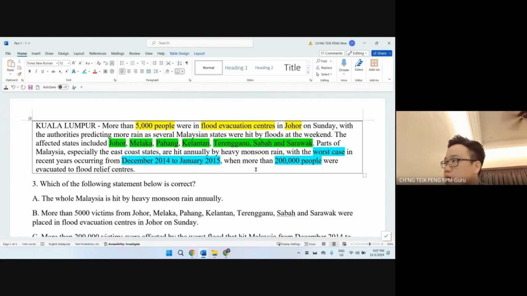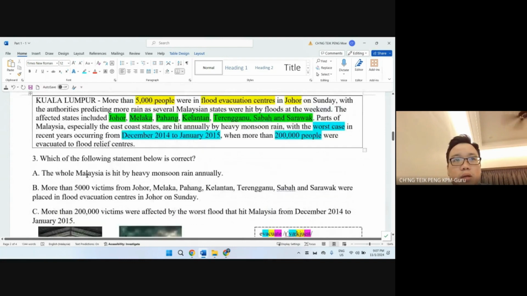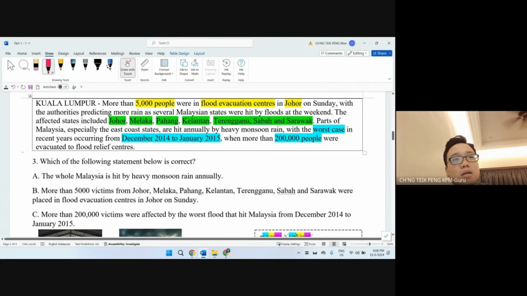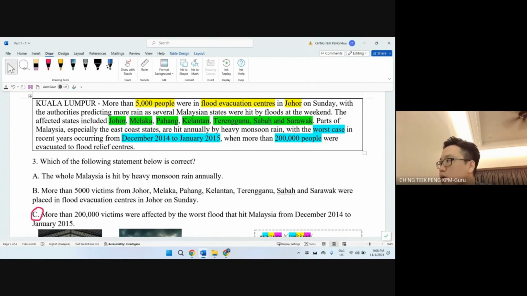Okay, so let's look at the question here. Which of the following statements is correct? We are looking for the correct one. More than 200,000 victims were affected by the worst flood that hit Malaysia. Okay, good. The answer is C. Who chose other answers? Who have got other answers? Can you show B is correct? Also, you chose B, yeah, Xuejing?